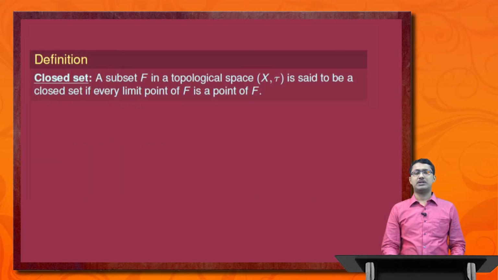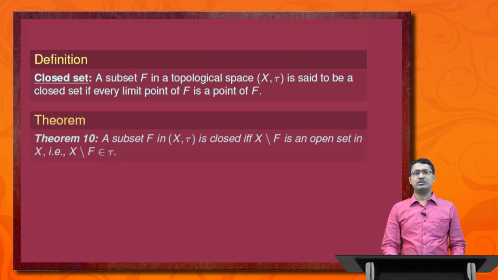Next we introduce the definition of a closed set. A subset F of a topological space (X, tau) is said to be closed if every limit point of F is a point of F. That means F contains all of its limit points. Next, we introduce Theorem 10. A subset F in (X, tau) is closed if and only if X minus F is an open set in X. That means X minus F belongs to tau.